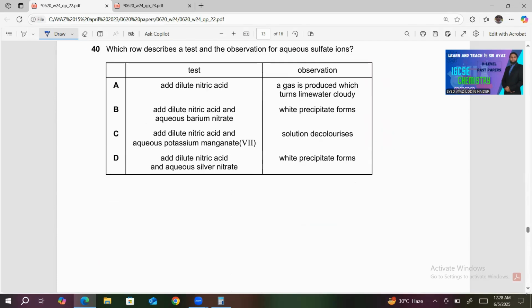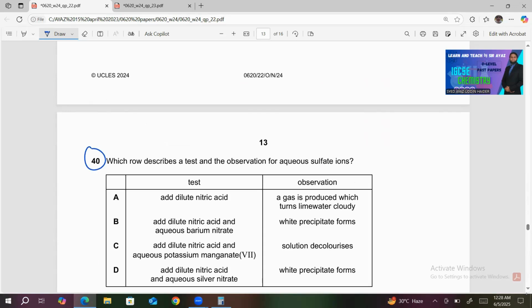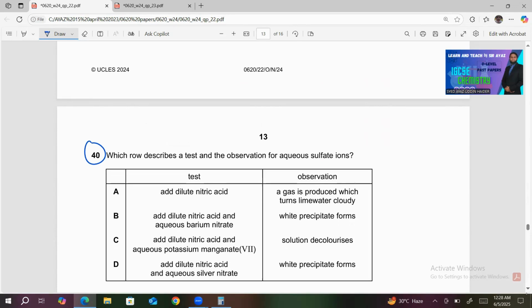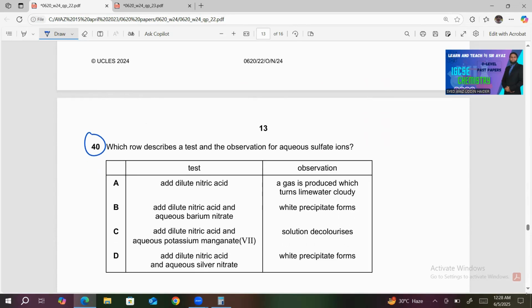Going to last question, which is 40. Which row describes the test and the observation for aqueous sulfate ion? Aqueous sulfate ion can be tested by adding dilute nitric acid and barium nitrate, and for the observation, it will form white precipitate. So we have only one choice as a correct response here. All the other choices are incorrect.